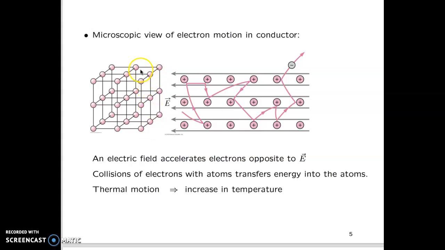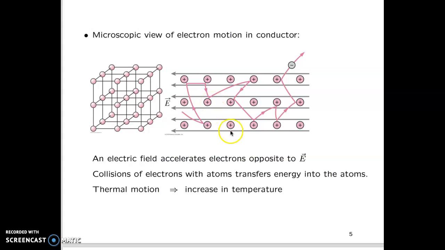These lines that are connecting the atoms are not real lines. They're just indicating that there are fixed spacings between the atoms. Now some of these electrons, as I said, are naturally stripped away from the atoms. These are the conduction electrons. These are the electrons that are free to move. If we apply an electric field, well, positive charges are stuck in place. They can't move. They're immobile.